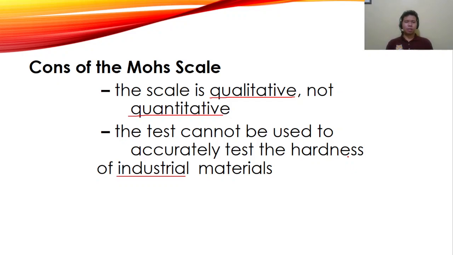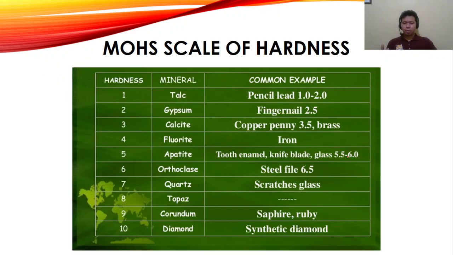So the specific hardness is only given by the scale, with 1 being the softest and 10 being the hardest. Hardness 1 is represented by the mineral talc. It can be compared to pencil lead.